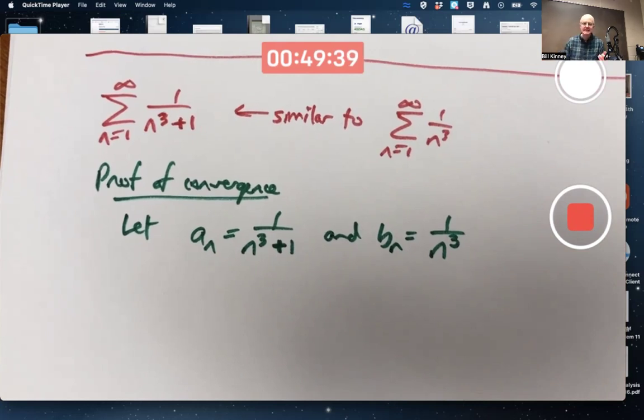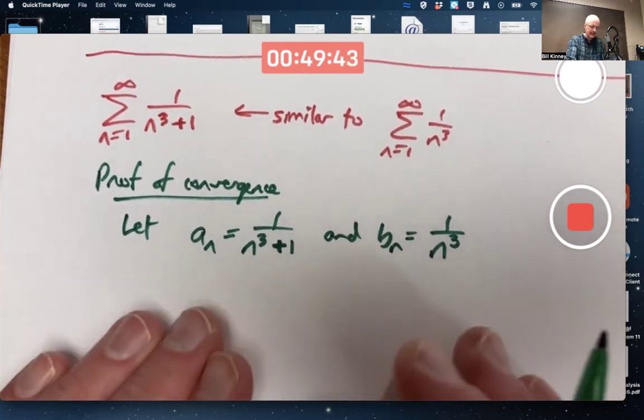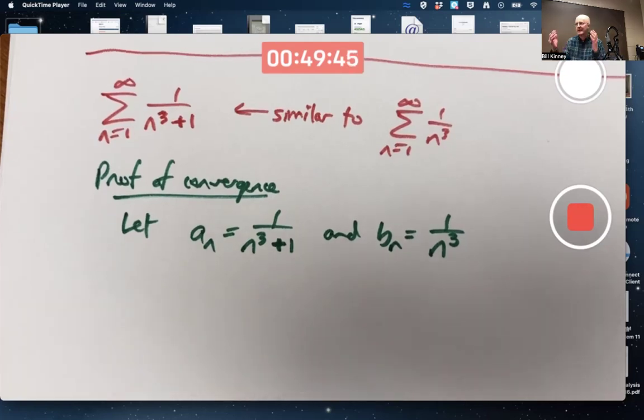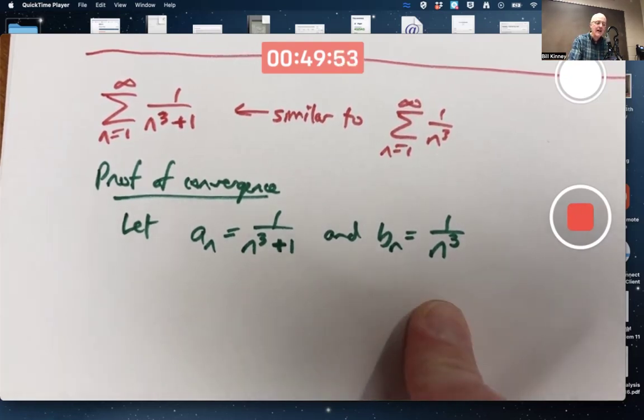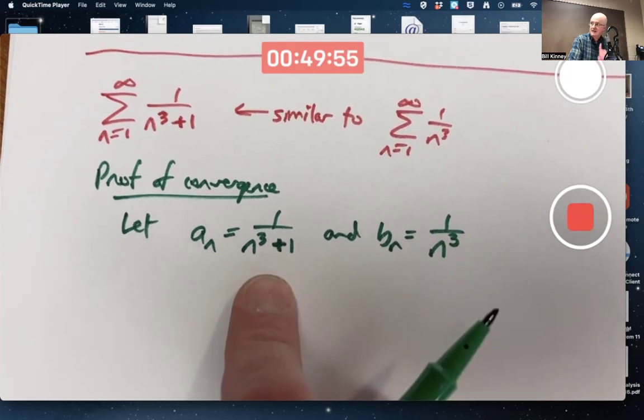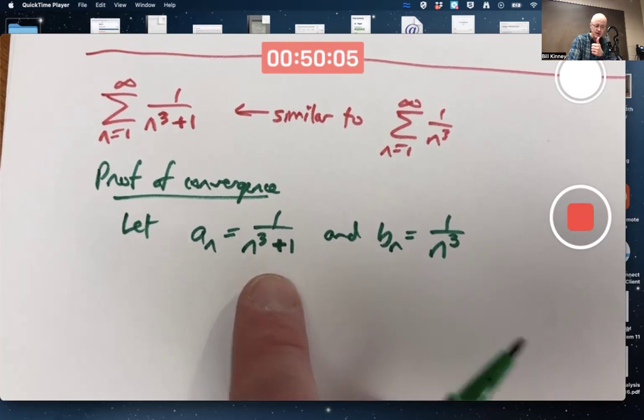Now, just because it's similar to this series doesn't mean that using this a_n and this b_n is going to be the good thing to do. I have to know that the a_n's are always less than the b_n's. They are. That's good. Makes this one easier because if I add 1 to the bottom of the fraction, that makes the whole fraction smaller. This fraction is smaller than that.